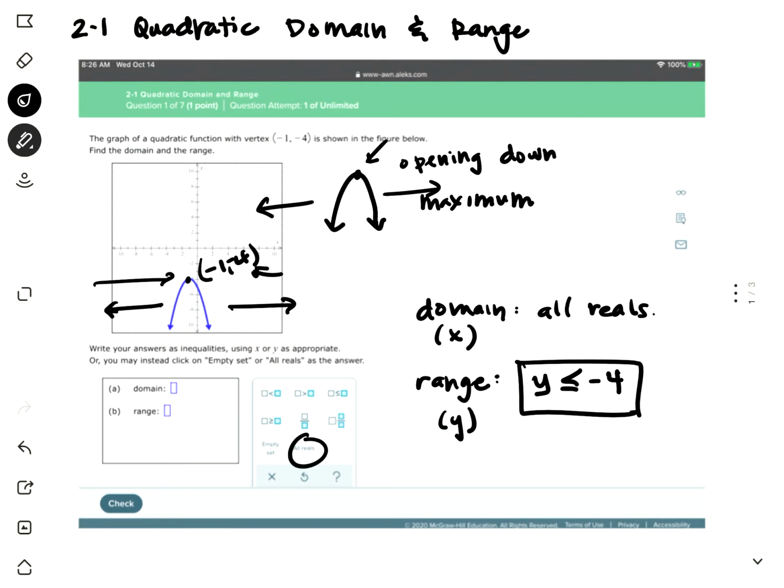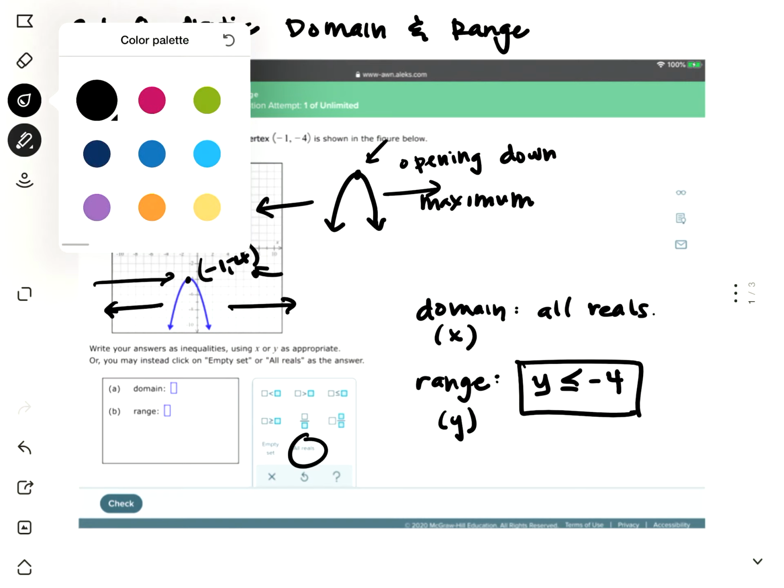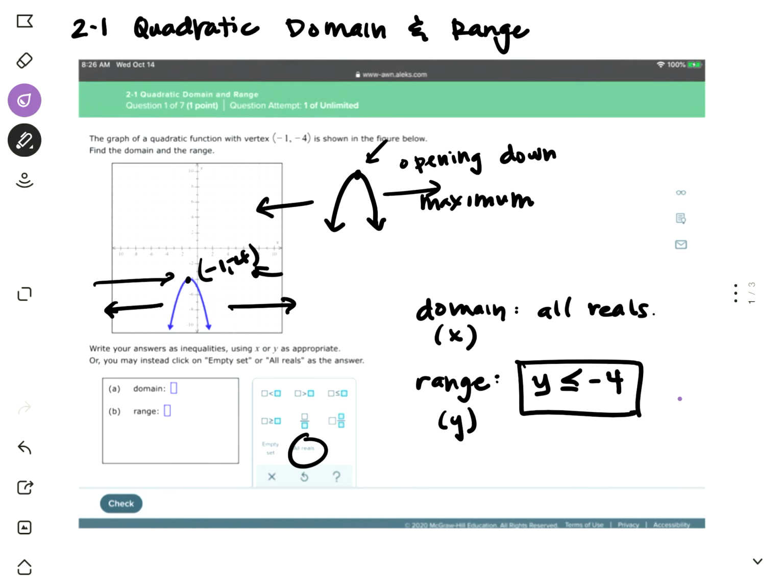All right, so we take the y value from our vertex. And if it's below, like we have here, we'd say that it's less than or equal to that number. Now, if we had a case where we had a vertex like this, then we'd say that our range is y is greater than or equal to whatever that number is. In this case, it looks like it's at 4. So we'd say for the range for that purple one that y is greater than, because it's opening upwards, or equal to +4.